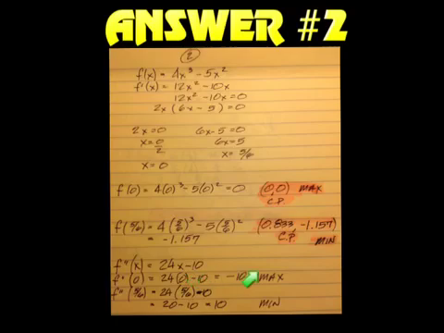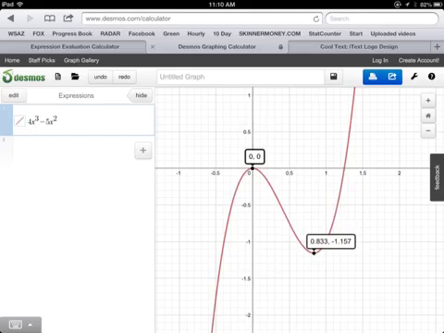Down here is how we figured out the max and the min. You must show that work as well. Here is the graph for number 2. Take note of 0, 0 as a max, and then 0.833 and negative 1.157 as a min.